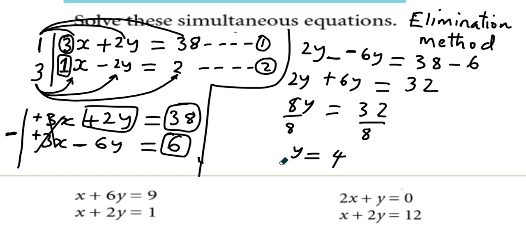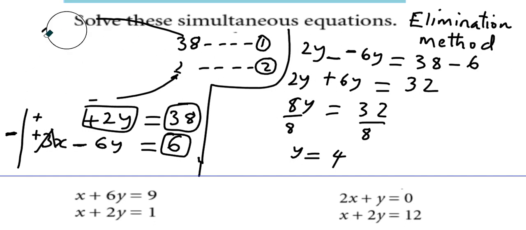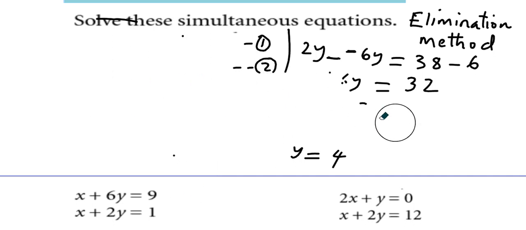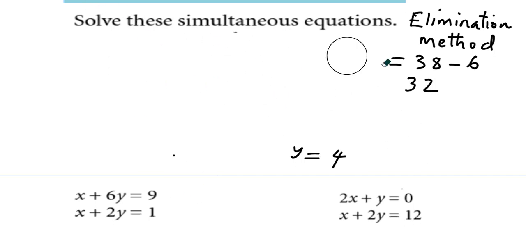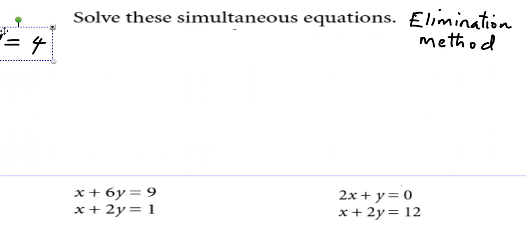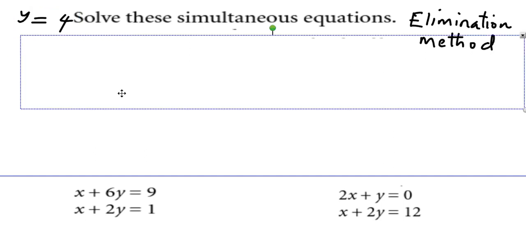Otherwise, I'm going to remove y so that I find the value of x. Okay, so let me delete everything to get the space. We go to y is 4. Now let me write here, y is 4. I got y is 4. Let me keep it over here.